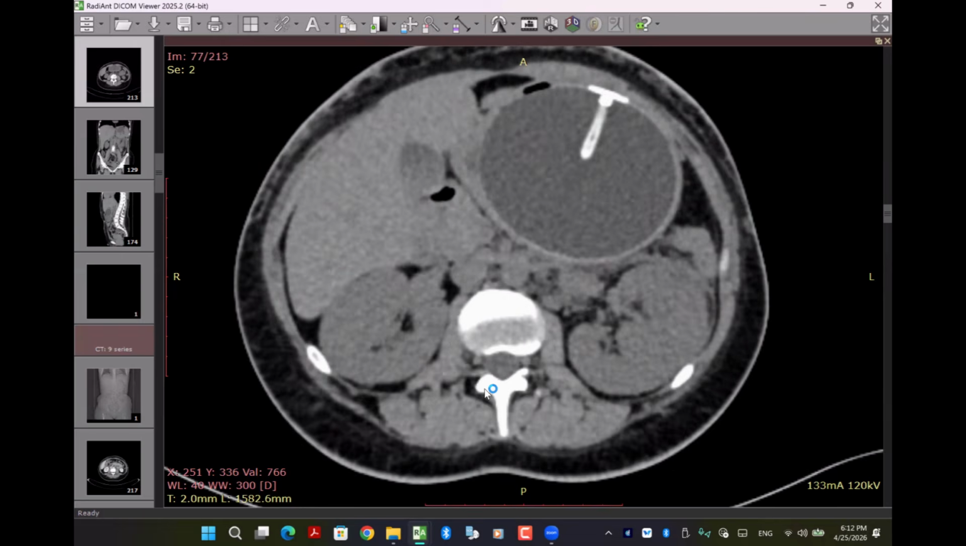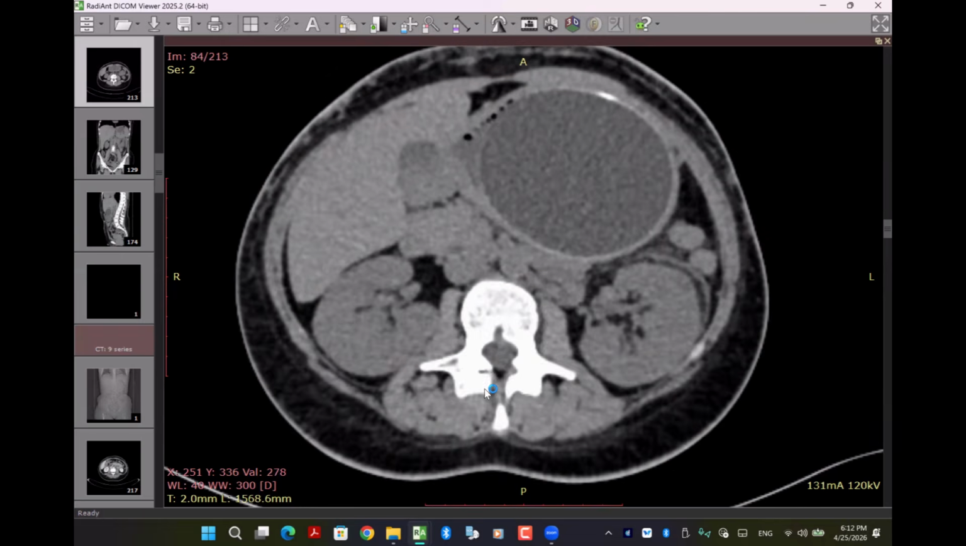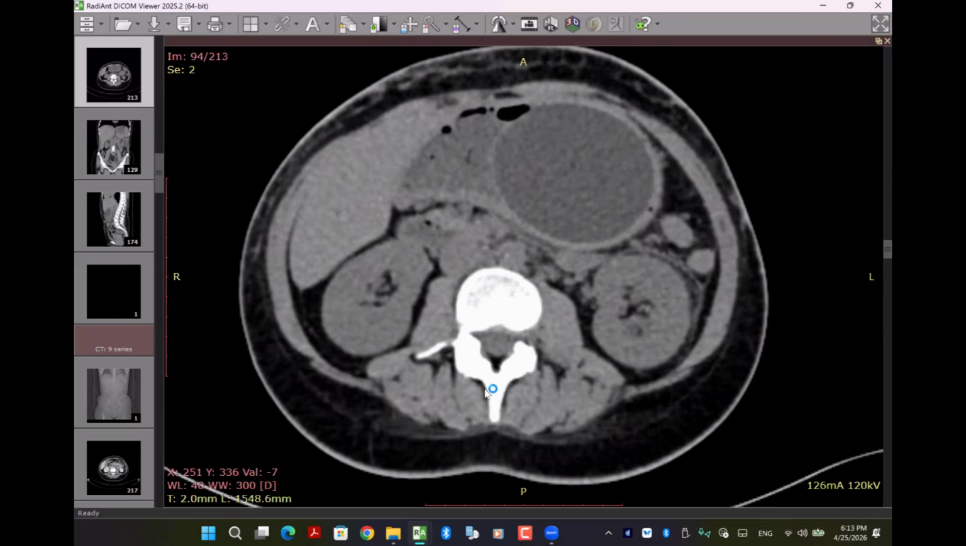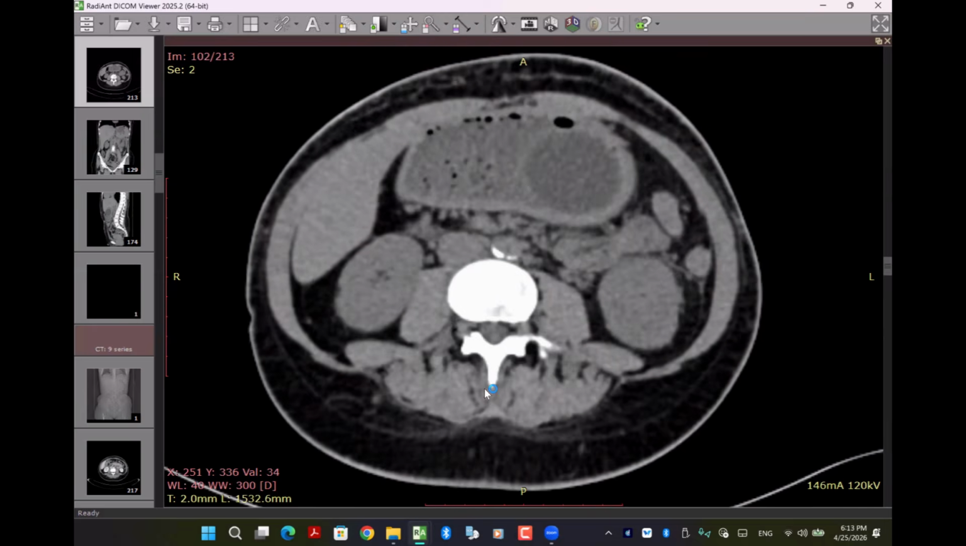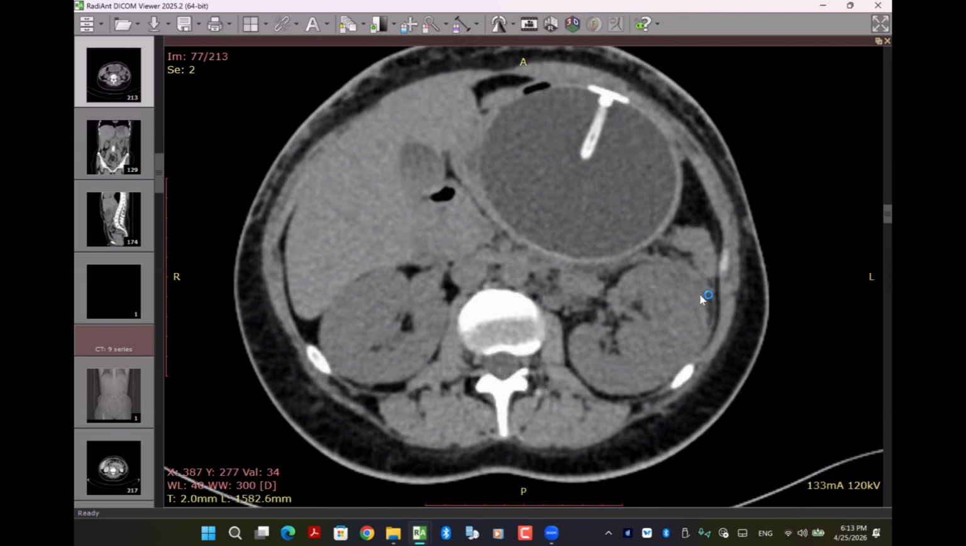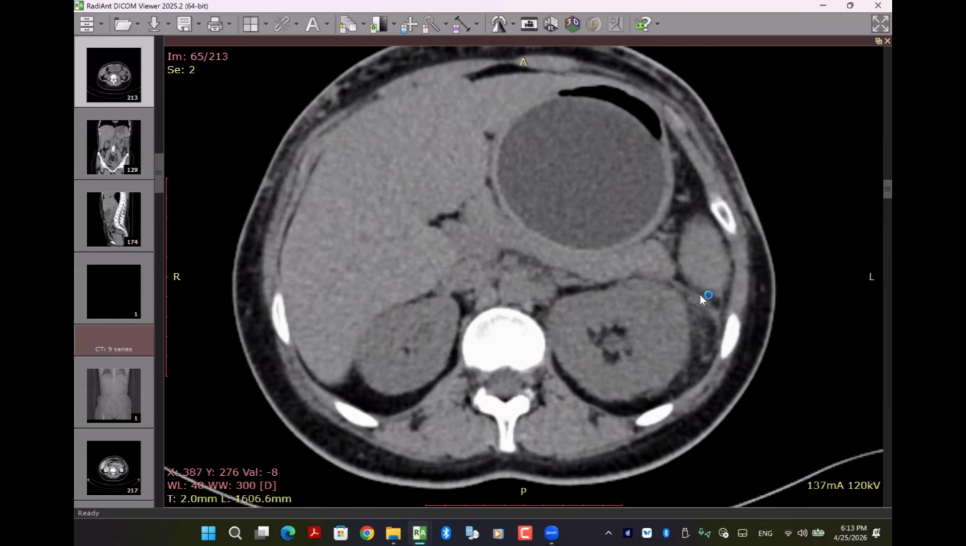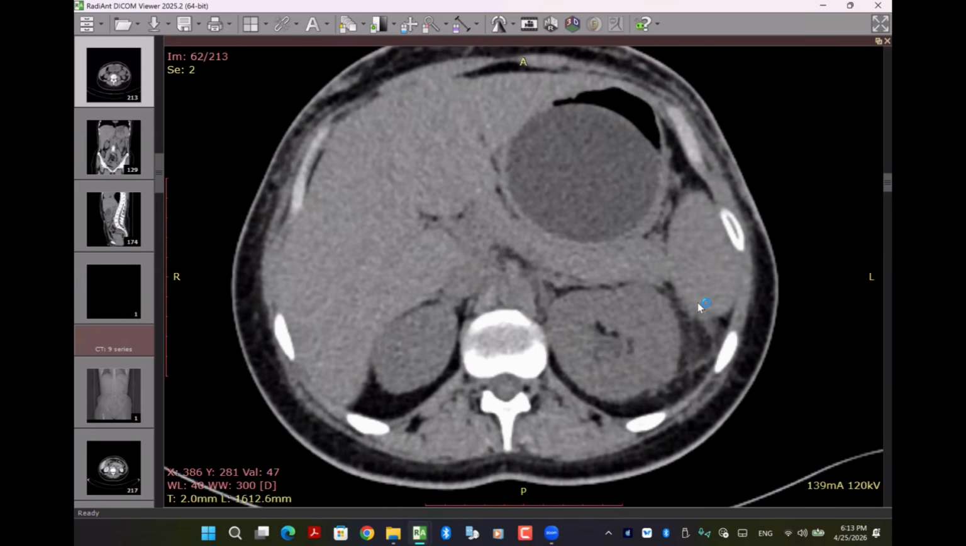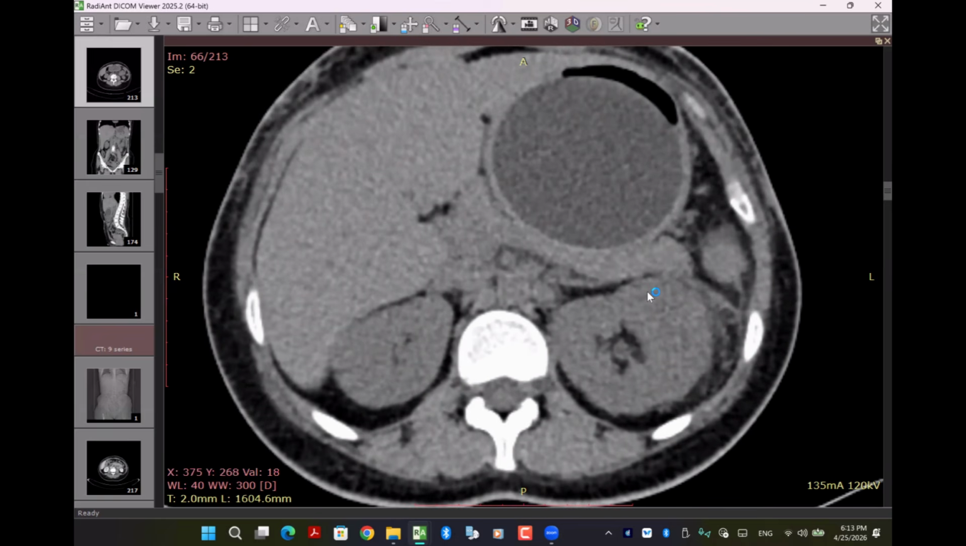There is some left renal mass lesion maybe on the unenhanced study. There is also thickening of the Gerota's fascia on the left side and also perinephric fat stranding noted on the left side. And thickening of the lateral conal fascia and anterior Gerota's fascia with perinephric fat stranding. Exactly.